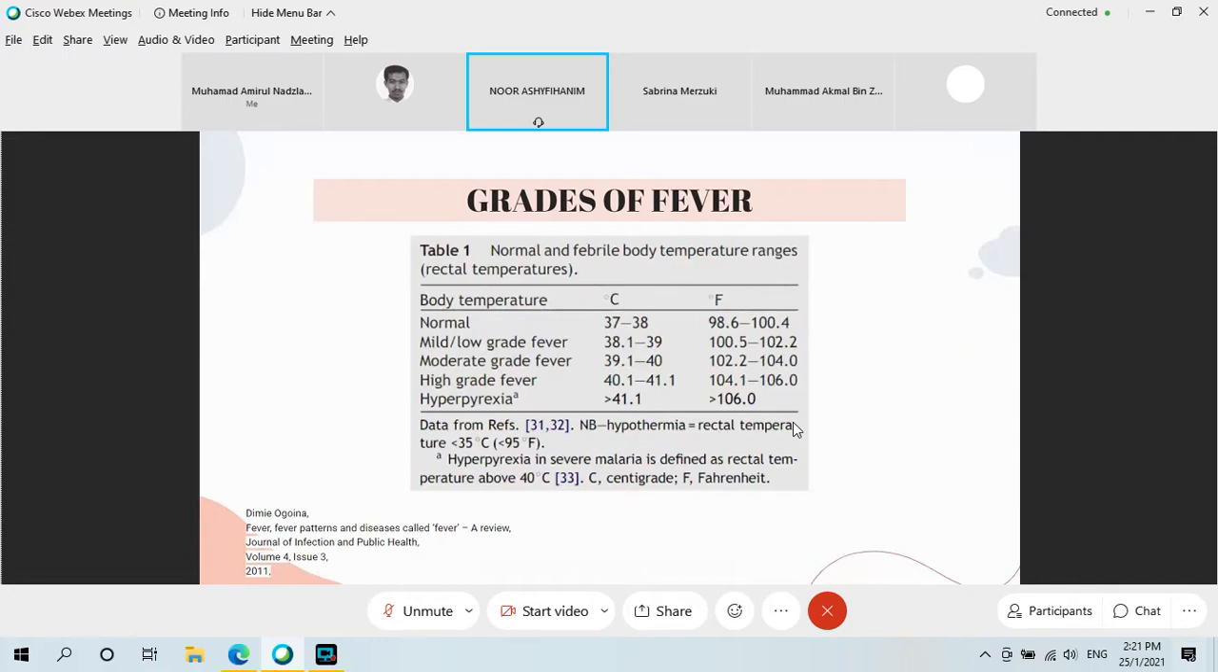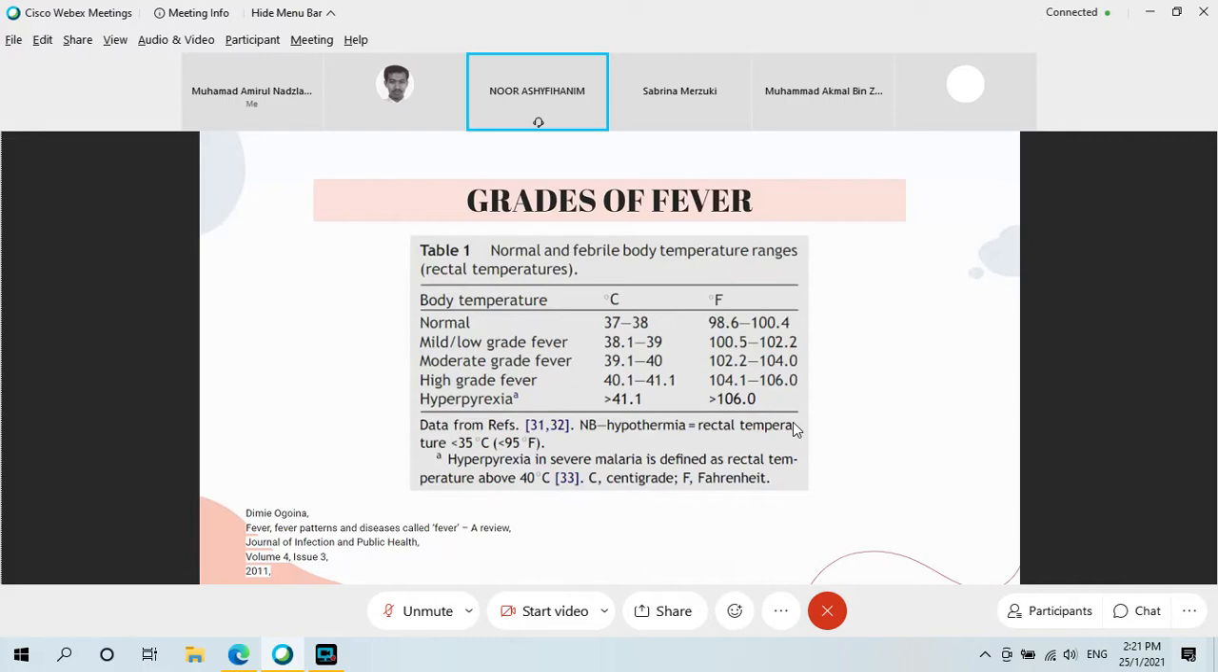Okay. Next slide. So then we explain about the grades of fever. In order to grade the fever, usually we will refer to the rectal temperature. Even though temperature measurement by oral or axillary position is much easier to obtain, the rectal measurement is the most reliable way to obtain the most accurate body temperature, as it measures the internal temperature of the body.